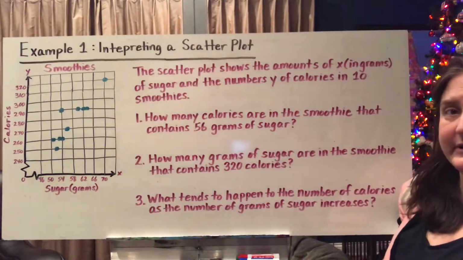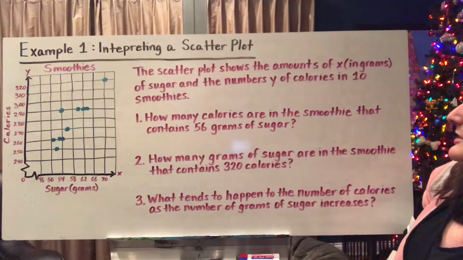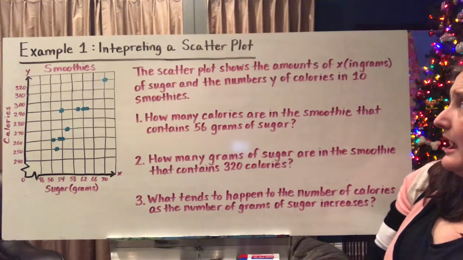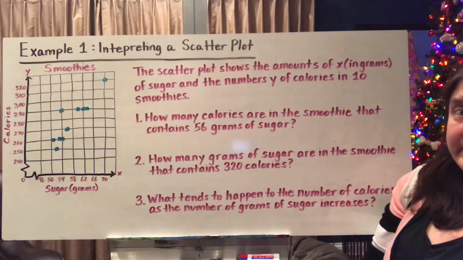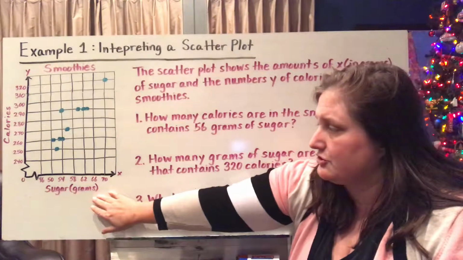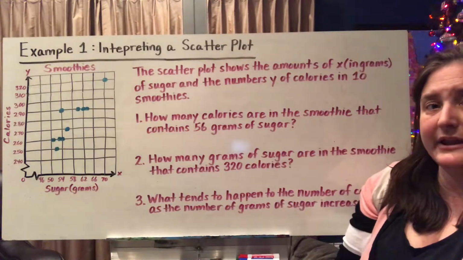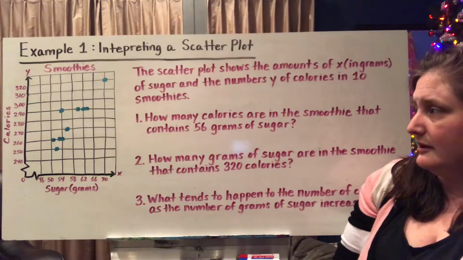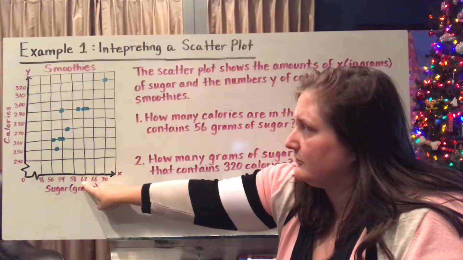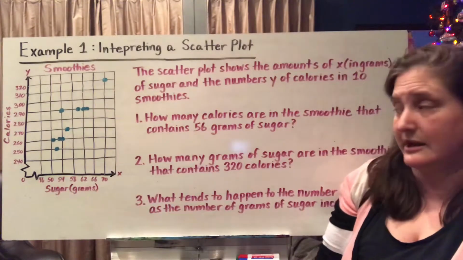Let's look at our first example here, interpreting a scatter plot. So this scatter plot shows the amount of X grams of sugar and Y, the calories, that are in 10 different smoothies. So here we have our sugar on the x-axis, our calories are on the y-axis, and we've plotted 10 different smoothies. So here we have a smoothie that has 62 grams of sugar, and I can see it is 290 calories, and we have 10 of those data points.